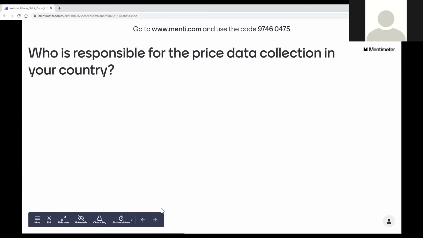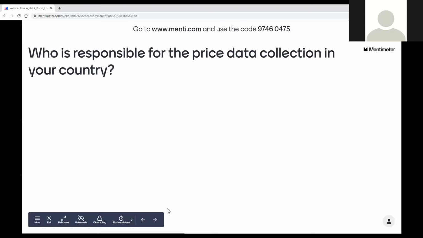So another question, who is responsible for the price data collection in your country? So do you know of ministry, statistics office that are responsible for collecting prices data in your country? So here you can write down if you know of those entities that do this work.